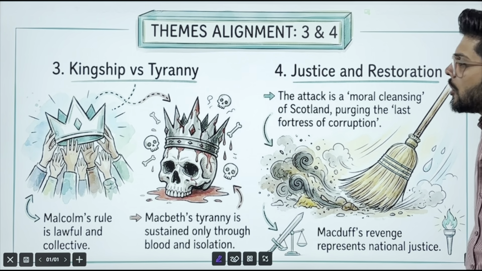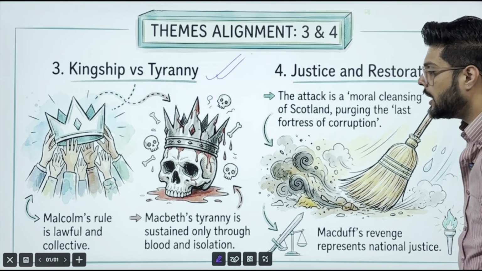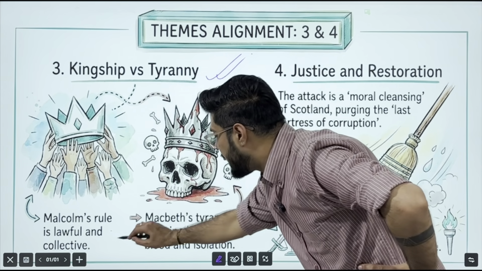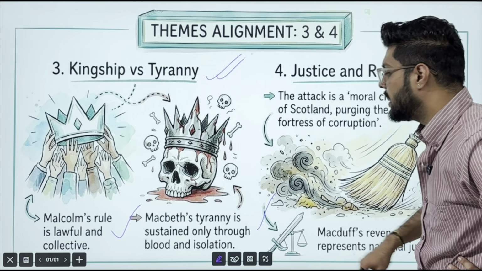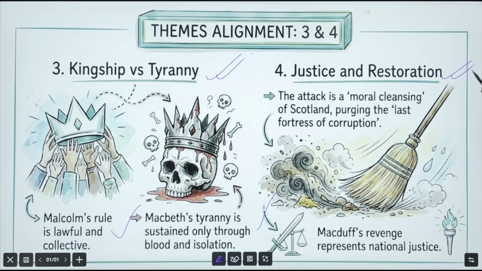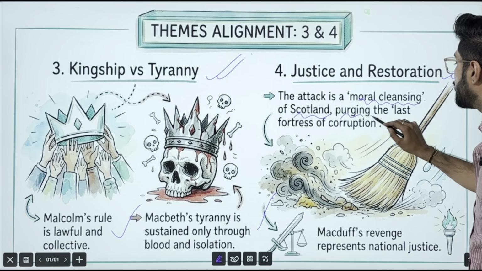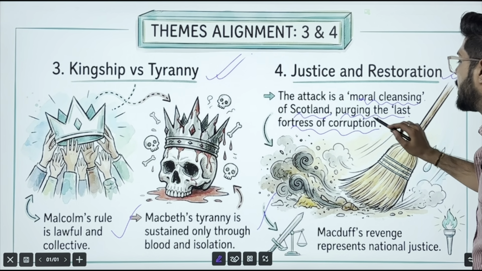Themes alignment, third and fourth: a contrast between true kingship and tyranny, the noble kingship and tyranny. Malcolm's rule is lawful and collective, whereas Macbeth's tyranny is just sustained through blood and isolation. Justice and restoration is at hand, it is about to be restored. The attack is a moral cleansing of Scotland, purging the last fortress of corruption.